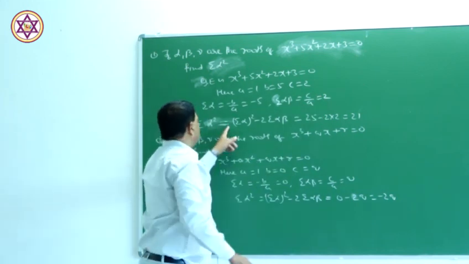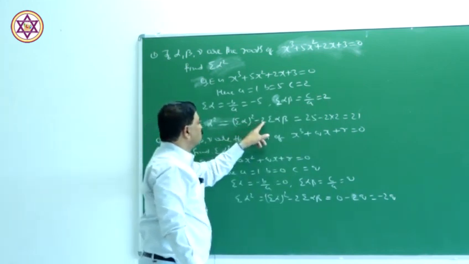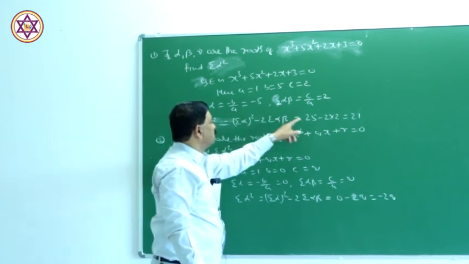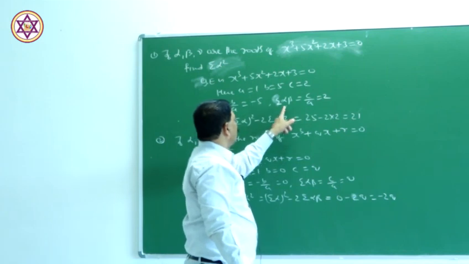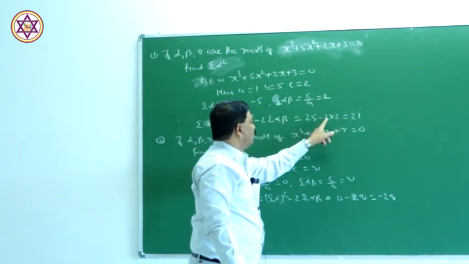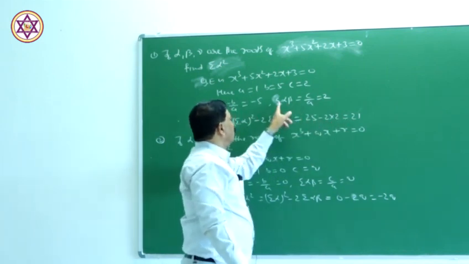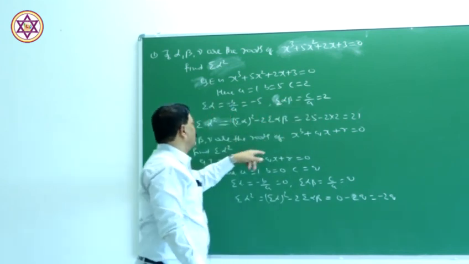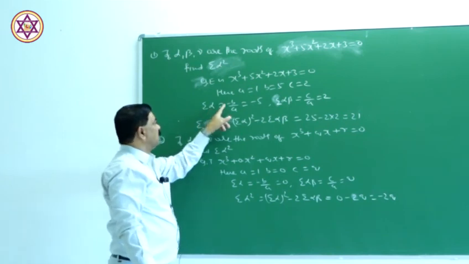Sigma alpha squared is equal to sigma alpha whole squared minus 2 sigma alpha beta. Sigma alpha is nothing but minus 5 squared means 25. So sigma alpha beta means 2. So 25 minus 4, 21. Here sigma alpha beta means C by A. This one is sum of roots, minus B by A.